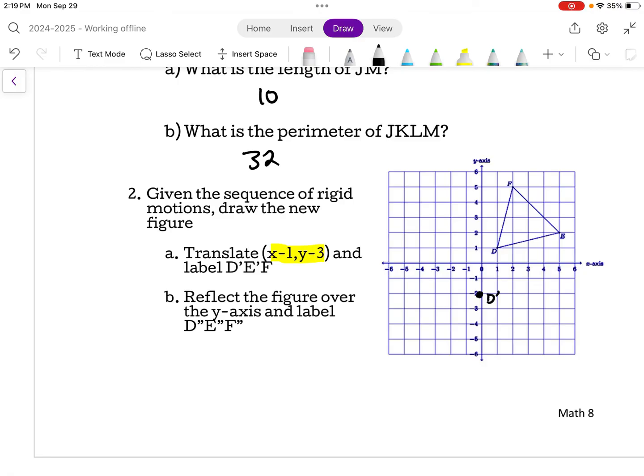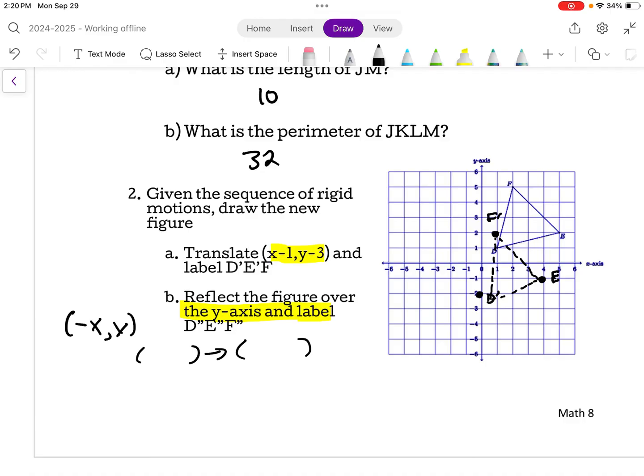So there's D prime. 1 left, 2, 3 down. There's F prime. And then there is E prime. And then here's my new figure. But then I have to perform a second operation here, where I'm going to reflect the figure over the y-axis. I could do that by labeling points and doing the rule of reflection, which would be negative x, y, but I also think I can just do it by sight.